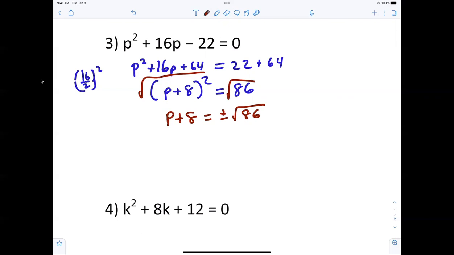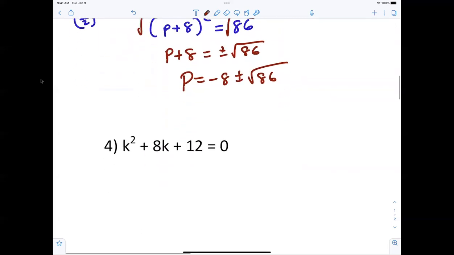Now all I have to do is move the what? Move the 8. So P equals what? -8 plus or minus the square root of 86. That's how simple. Simple. All right. Couple more to go.